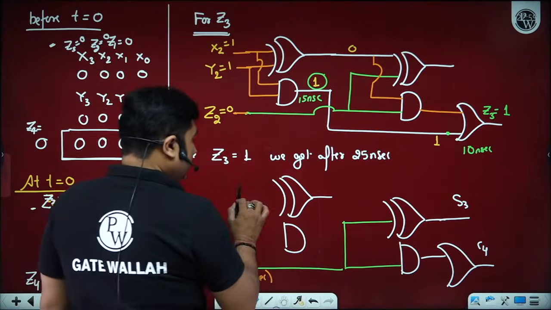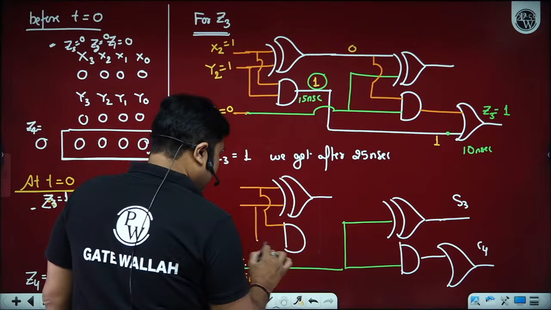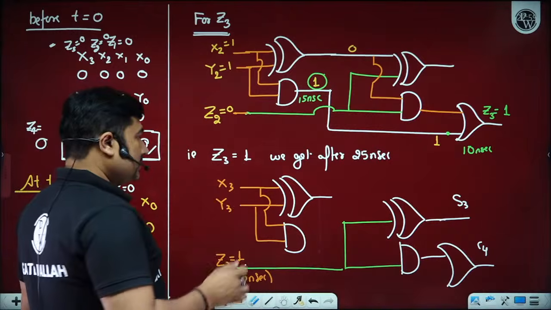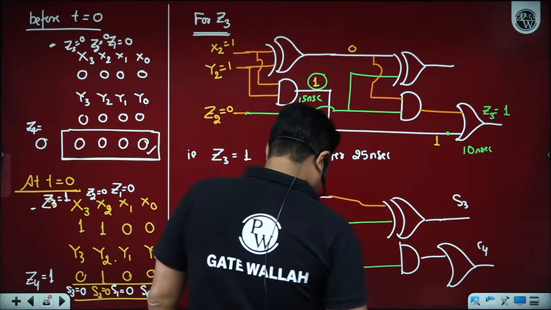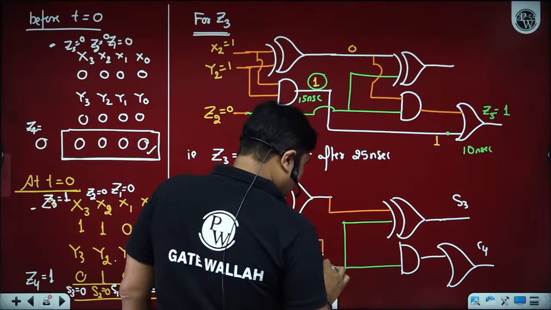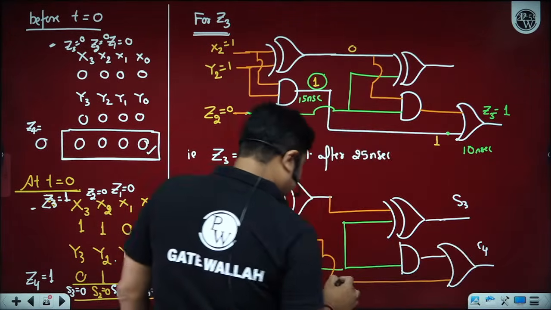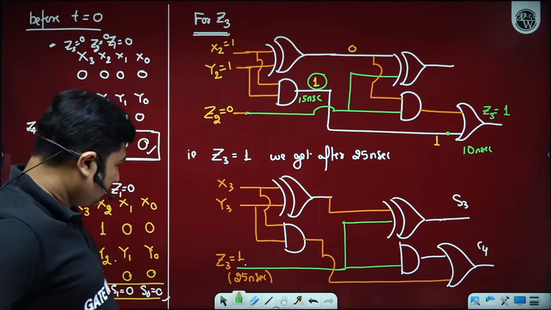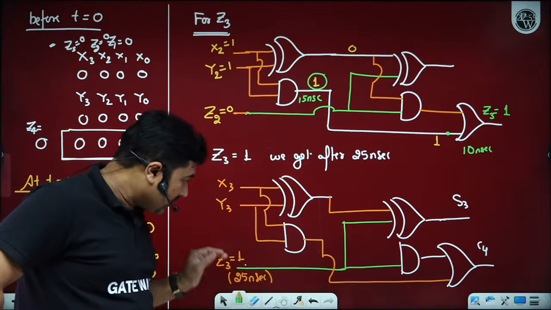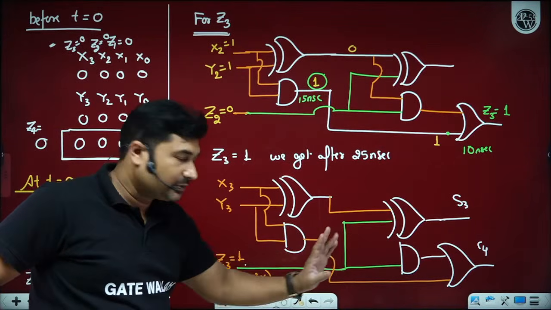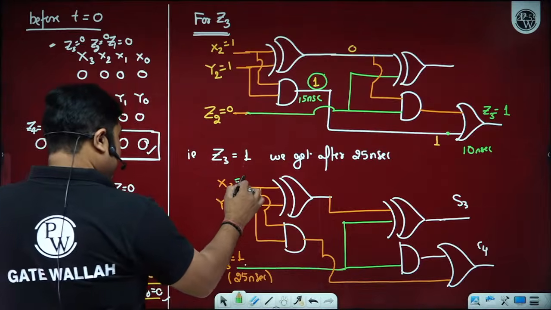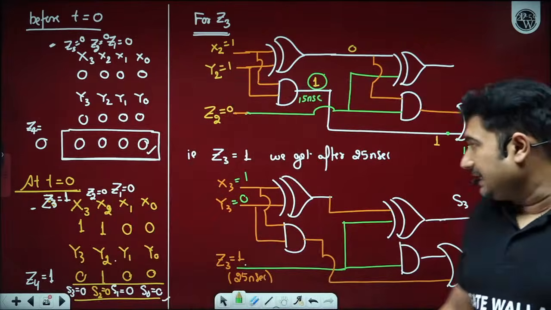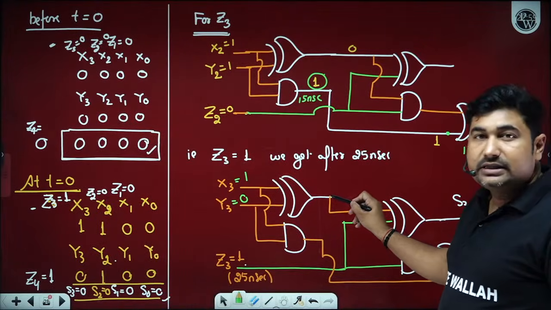Is it okay? And what about X3 and Y3? X3 and Y3 are already available at t equals 0 only. Is it okay? Yes, sir. Now, please help me to identify the time required for C4 and S3. So, 25 nanoseconds, and this is logic level 1. Since X3 is 1 and Y3 is 0, this data is also important for us. Is it okay? Yes, sir.